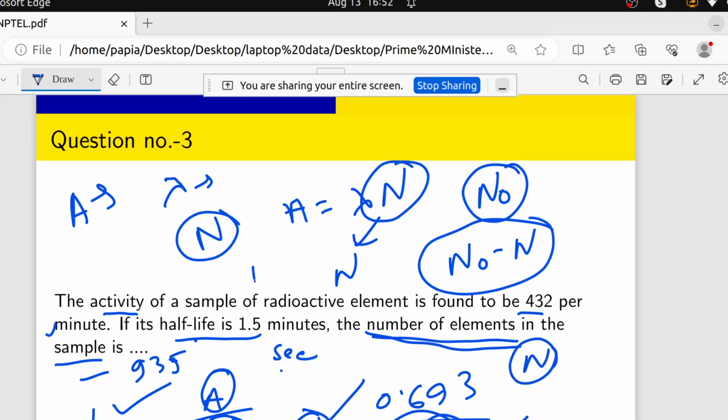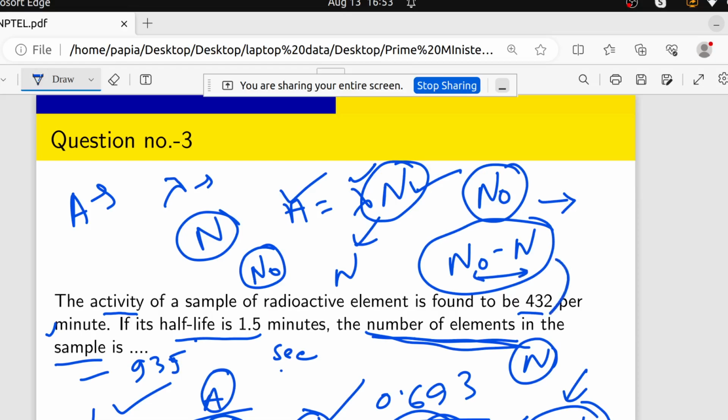If they mention the N0 value also, then we can have N0 minus N as the number of parent elements present in the sample right now. But here we only have the lambda value and the A value, so we can only have the N value. There is no N0 value, so we can't say that N0 minus N will be there. So the number of elements here means they are asking about the daughter elements.